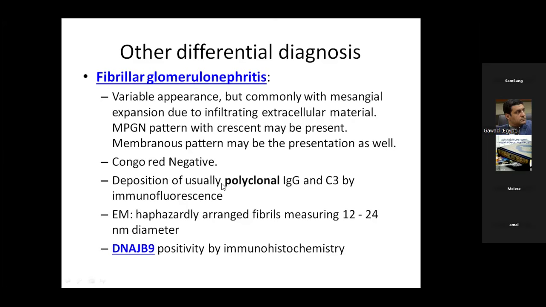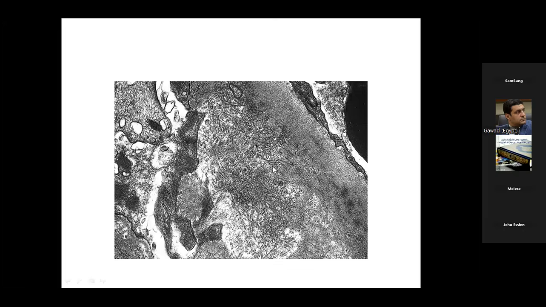By EM, we will see fibrils with haphazard arrangement, and their measurement will be from 12 to 24 nanometers in diameter, and not in length, in diameter. And currently, DNAJB9 is the specific marker for this disease. And these are the fibrillary deposits that we can see both in amyloidosis and in fibrillary GN, but there's the difference between both, as we have said in their description.